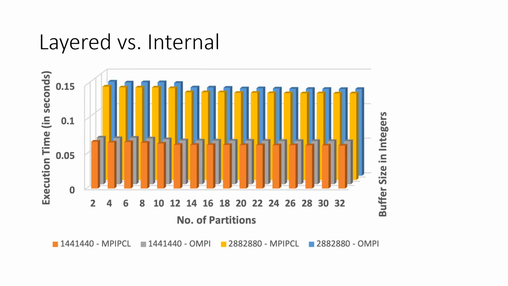The second test we ran was comparing the integrated version of partition communication in OpenMPI with our external version running on top of it. As you can see, there's not that much difference in between the two performance-wise. The actual performance was within 0.38%, which is almost low enough to be considered just noise in the test data.